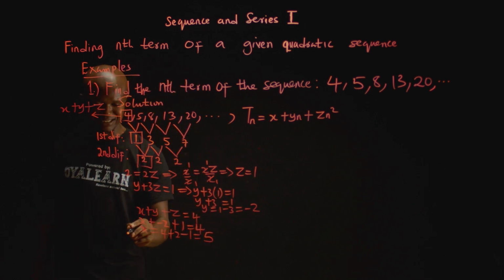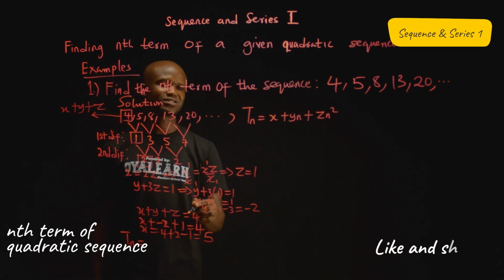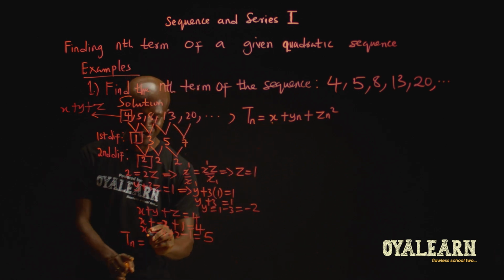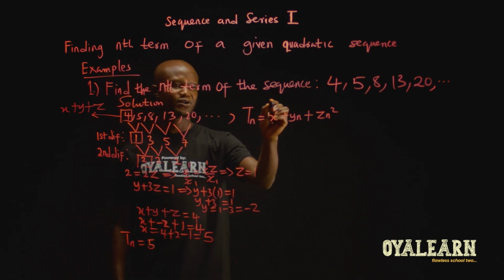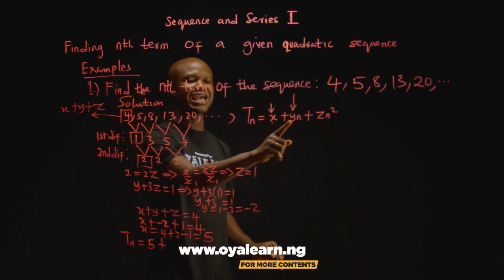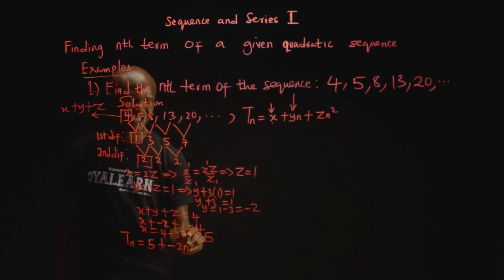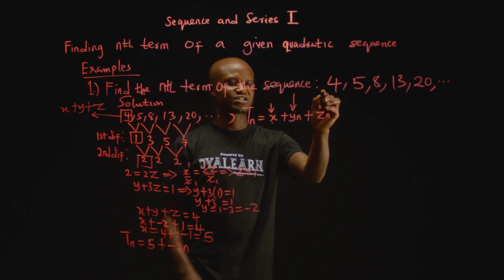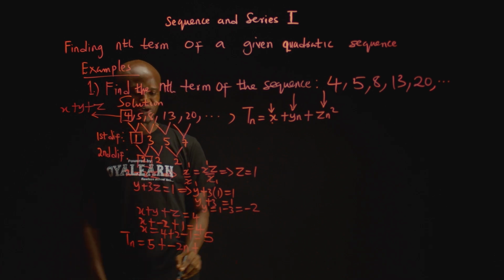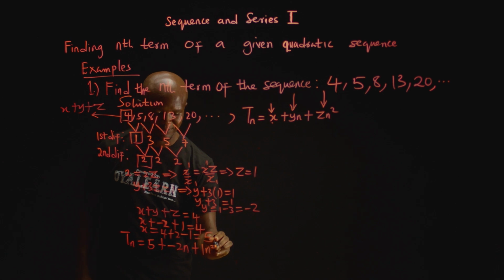So we can now write the nth term of this quadratic sequence using what we have here. What is x? X equals 5. So we now have 5. Now we write plus yn. What is our y? Minus 2. Then we have n at the back, then plus zn squared. What is our z? Z is 1. So we have 1n squared.